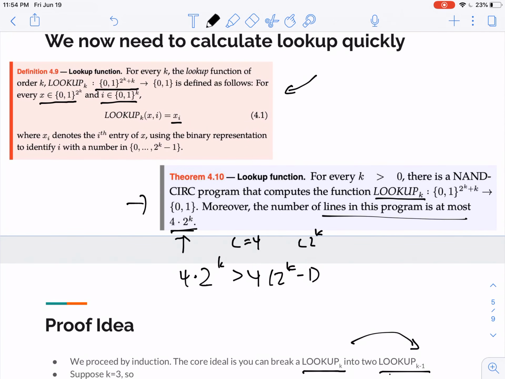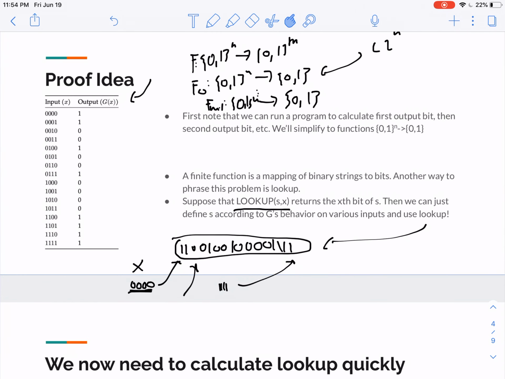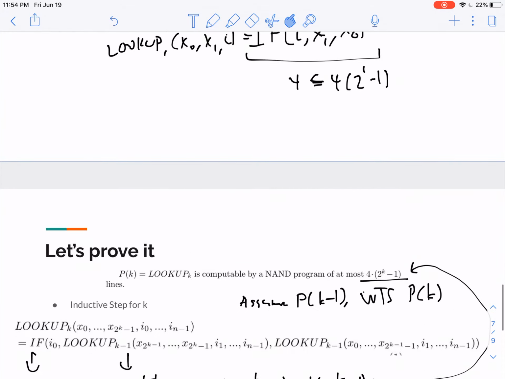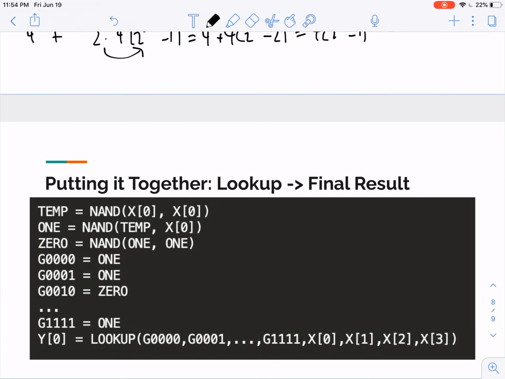And now, if we go back to our original proof idea, the original proof idea was basically just to use lookup to calculate any finite function. So let's do that actual proof. For concreteness, we'll do this proof for that function g that we had established, but clearly it will generalize to any other finite function.